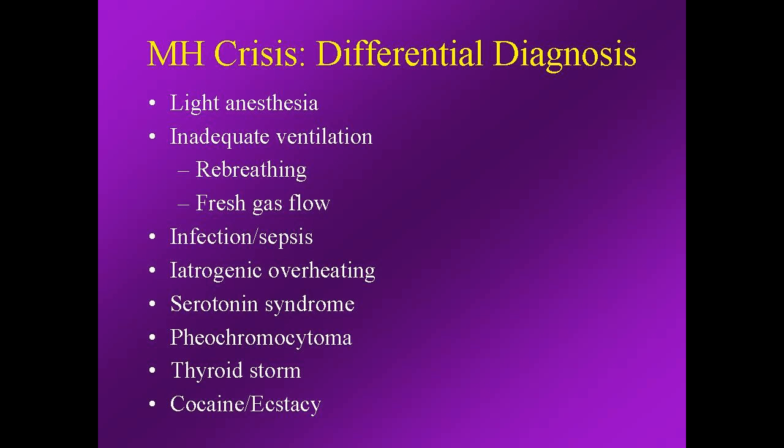So previously we talked about the signs and symptoms of malignant hyperthermia, but as you know, these signs and symptoms can be caused by other etiologies as well. Some of them occur much more commonly than malignant hyperthermia. These include light anesthesia, dysfunction in the circle breathing system, infection or sepsis, iatrogenic overheating, serotonin syndrome, pheochromocytoma, thyroid storm, or cocaine or ecstasy intoxication.